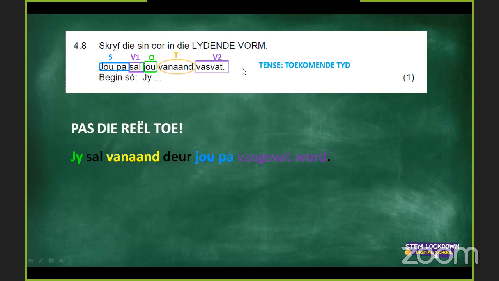And then my last step, I check if my sentence has an infinitive. In this case, it doesn't have an infinitive. Therefore, I add just word at the end. So kom ons kyk weer. Jy sal vanaand deur jou pa vasgevat word. Okay, so that is our Lydende vorm sentence.